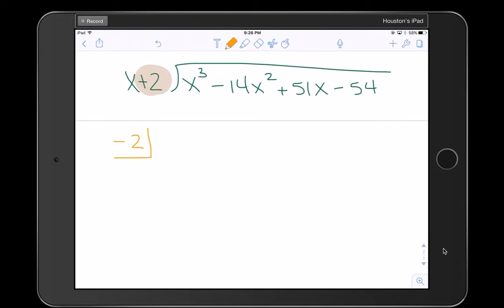We're also, next to that half box, going to start writing the coefficients of the polynomial. So the coefficients are 1, negative 14, 51, and negative 54. So that's step 1. Step 2 is we're going to bring down the first number, whatever that number is. So bring down that first coefficient.